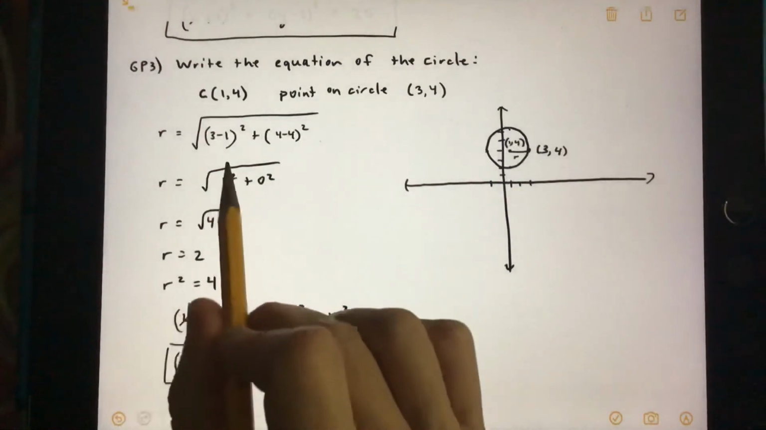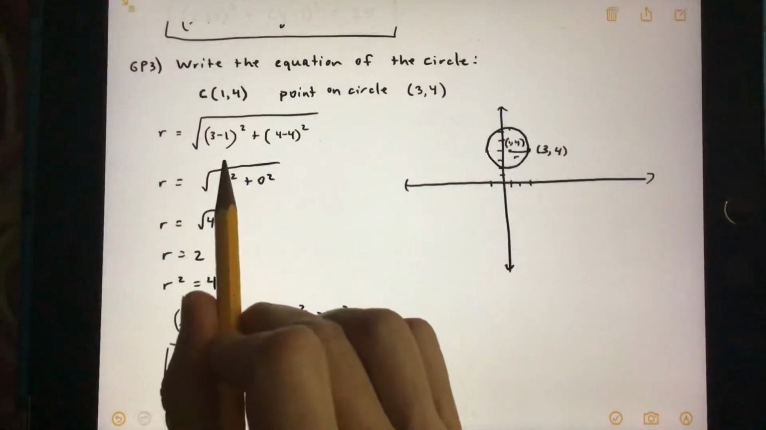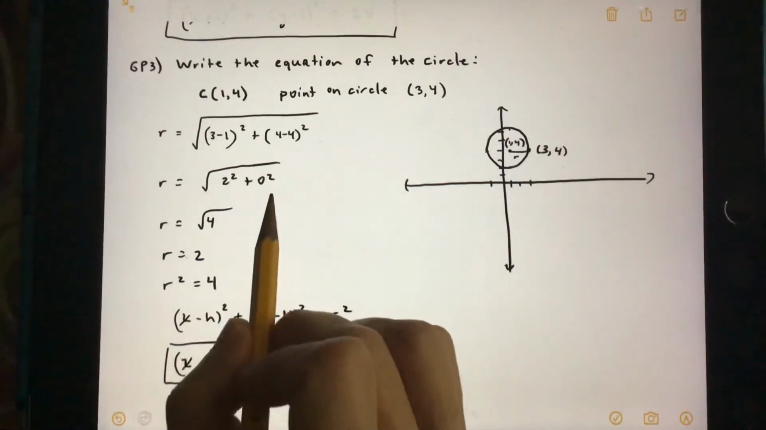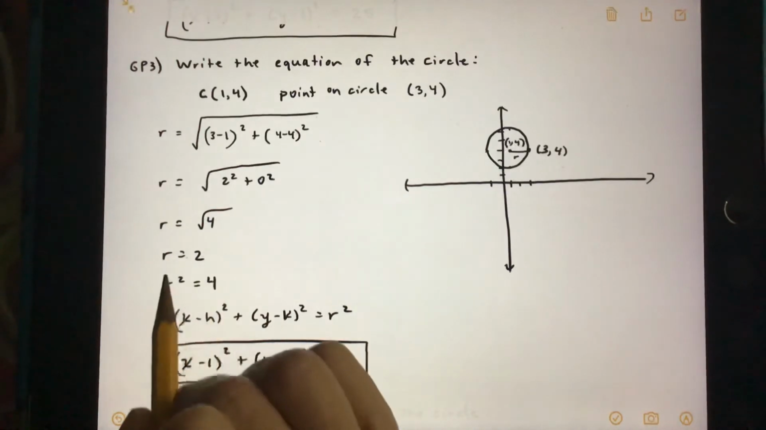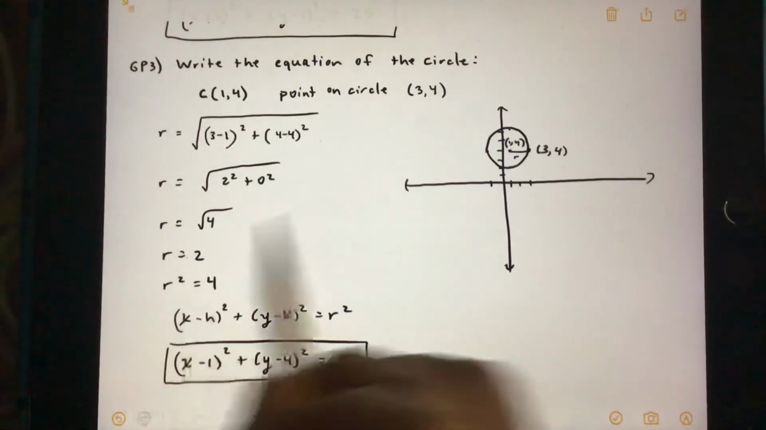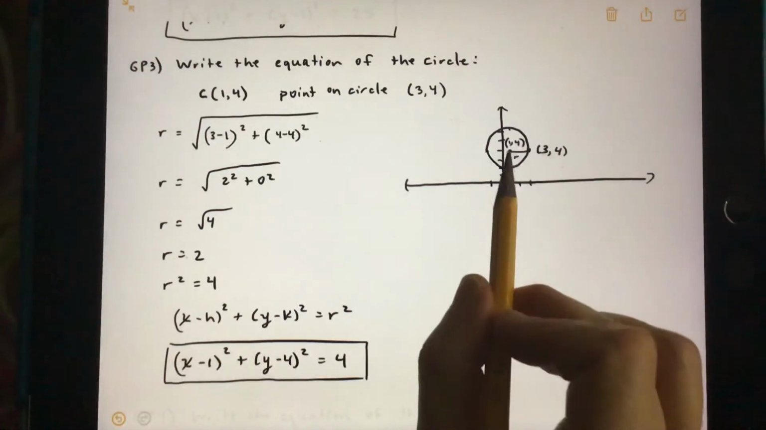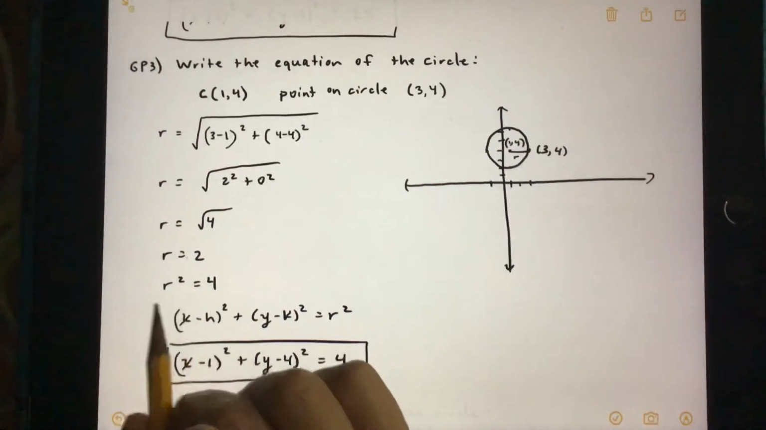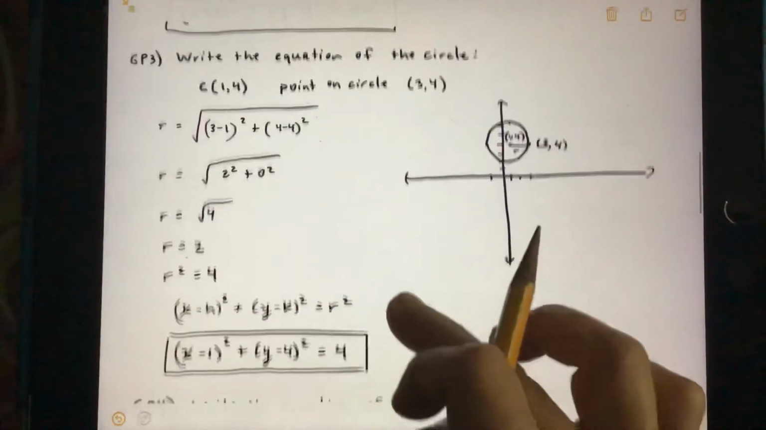So here I am plugging into the distance formula. (3 minus 1) squared plus (4 minus 4) squared gives me 2 squared plus 0 squared gives me 4. So the square root of 4 is 2. Again, I can figure that out just by subtracting 3 minus 1, since it's a horizontal segment, to verify it's 2, and then r squared is 4.